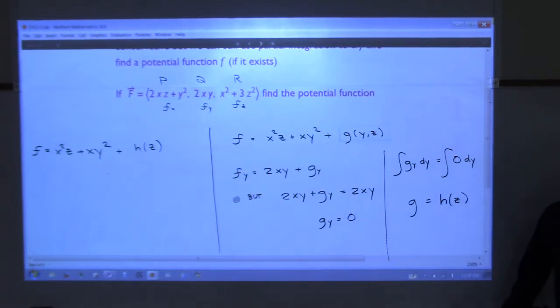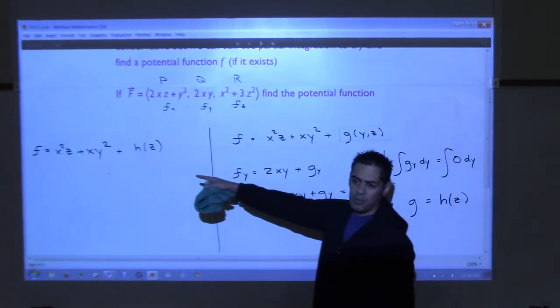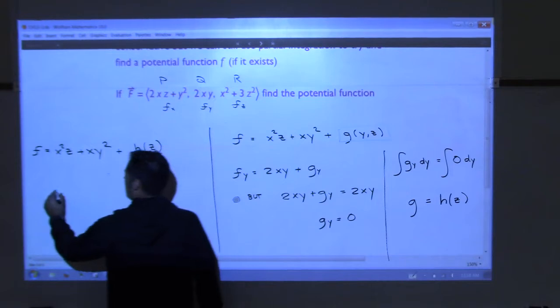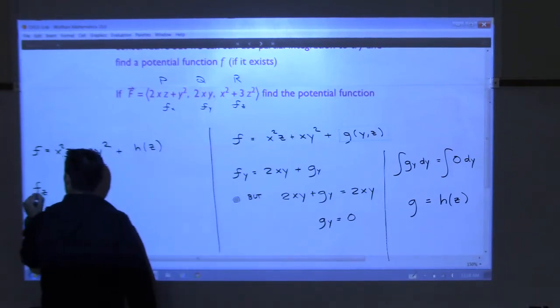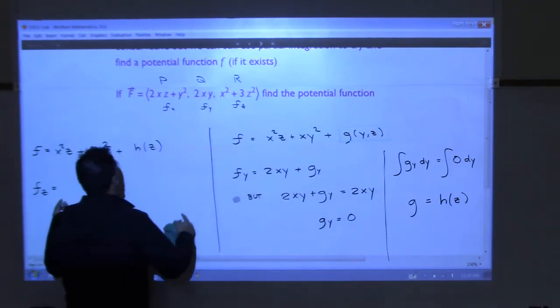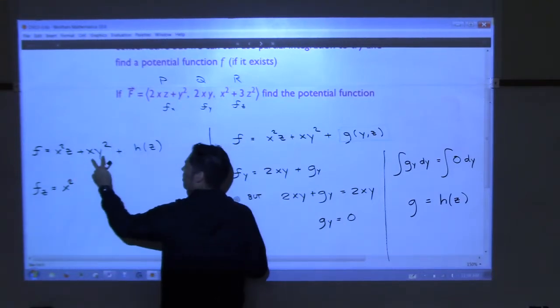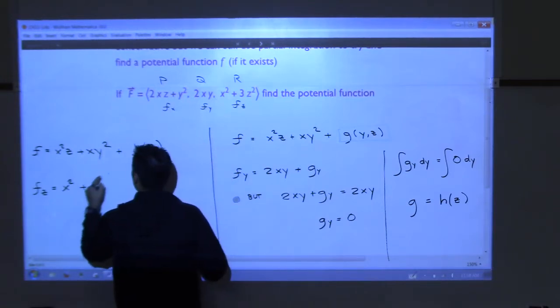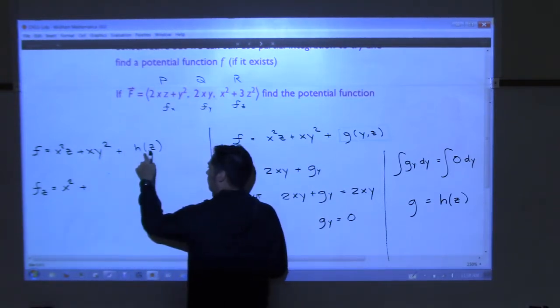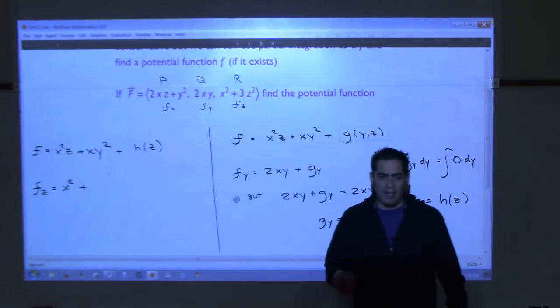So what can we do now? We have a third component we can work with, right? So do you have to take the partial with respect to z? Absolutely. Let's take the partial of this with respect to z. So we take the partial of this with respect to z, and you get, what? X squared. Partial of this with respect to z? 0 plus here, you could say h prime of z.